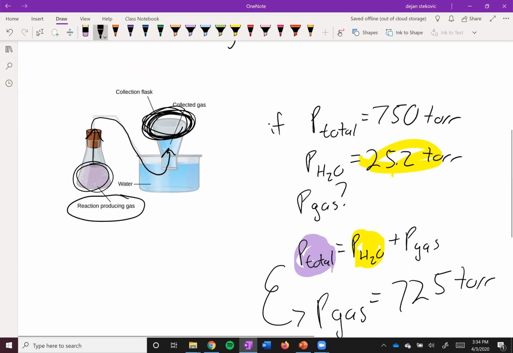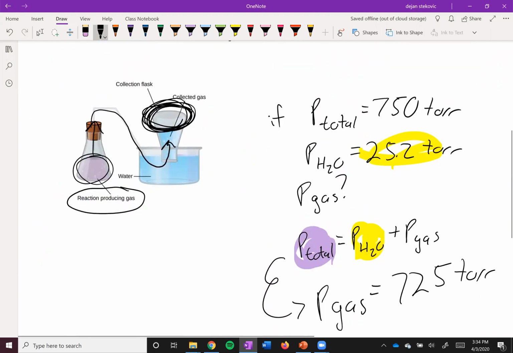So not too important of a concept, but just in case you see this kind of problem or this question, you can solve it.